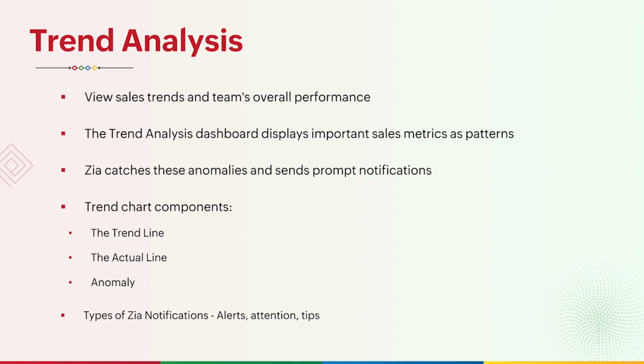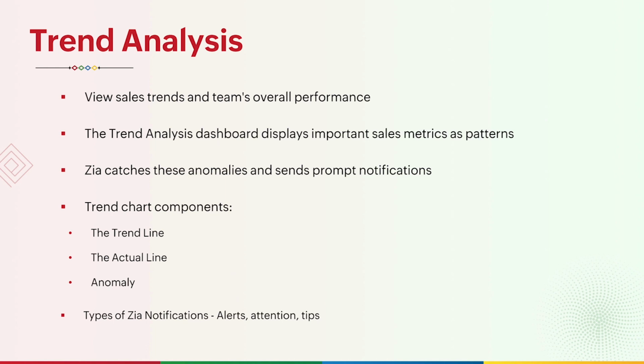A sudden spike or a dip from what is normal to your business is called an anomaly. Zia catches these anomalies and sends prompt notifications. Gone are the days when one has to look for inconsistencies in their business processes manually. Zia brings it to them automatically so that they can identify the problem areas at the right time to take actions, or find what's helping in the growth of the business so that they can invest in it more.